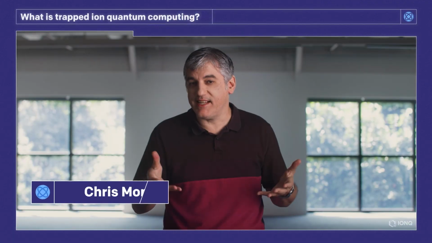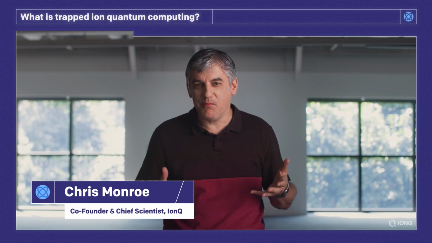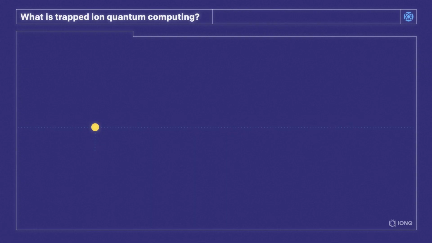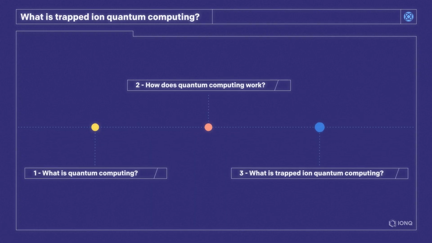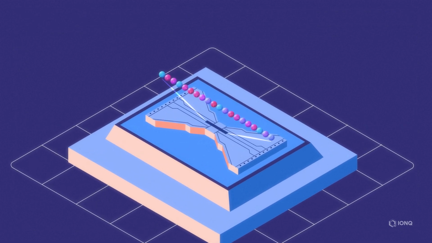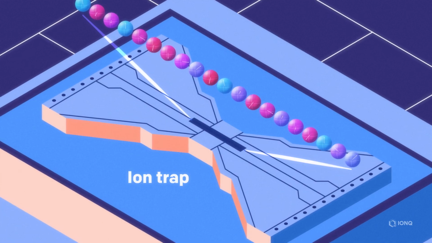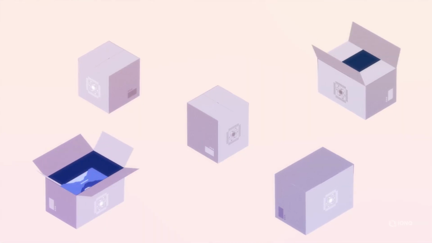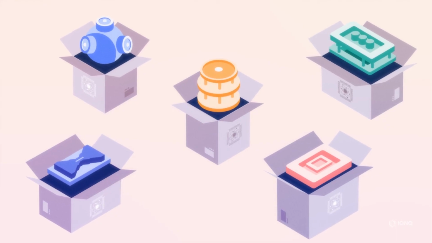So the magic, in a sense, of qubits is that it allows you to do parallel computing, but with one device. In previous videos, we talked about what quantum computing is and how it works at a high level. Now we're going to dig a bit deeper and explain ion trapping, a quantum computing method with unique practical advantages. We'll also cover some of the key differences among quantum computers and why they matter.